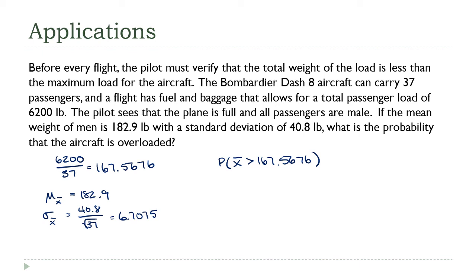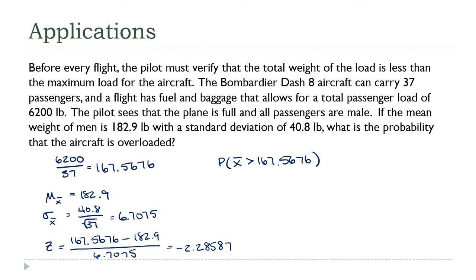Okay, so what is my z-score? My z-score is 167.5676 minus 182.9 over 6.7075, which according to my calculator is negative 2.28587. Okay, so I have to do this greater than probability.